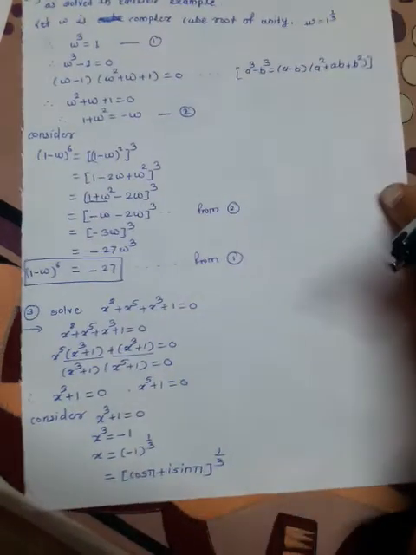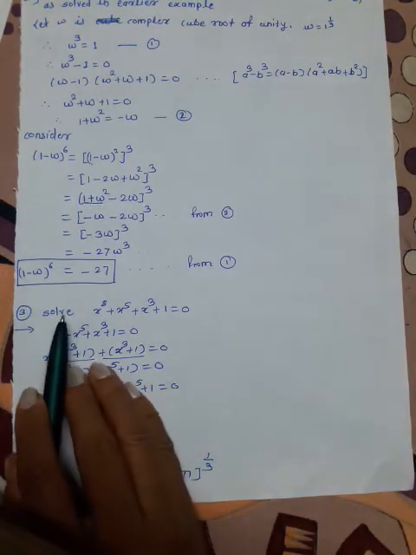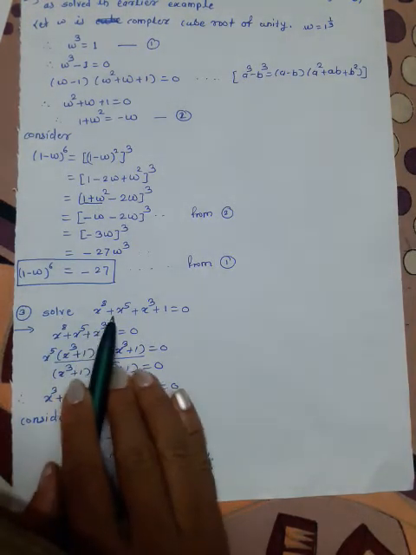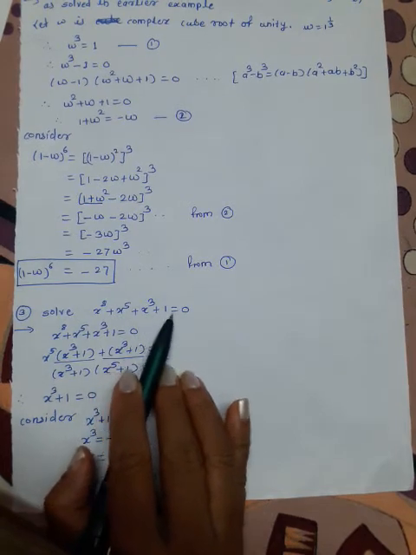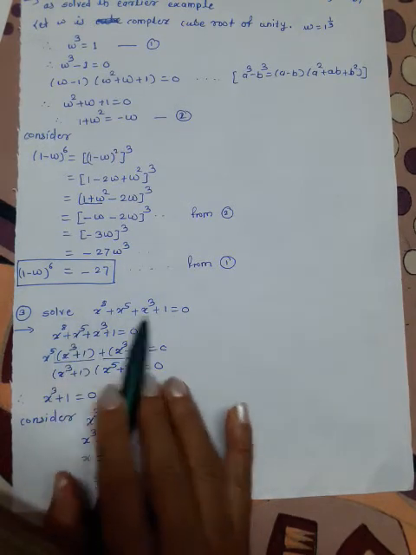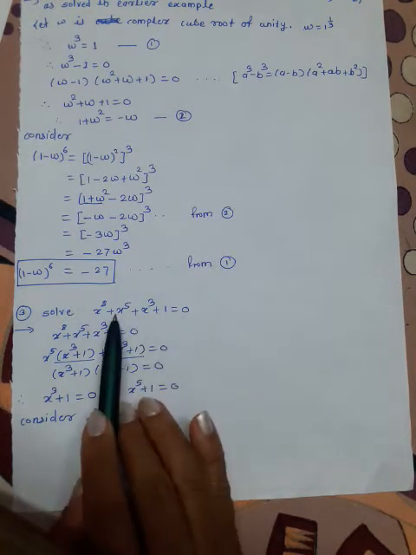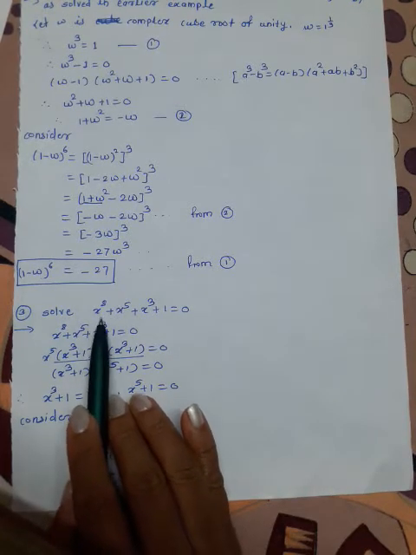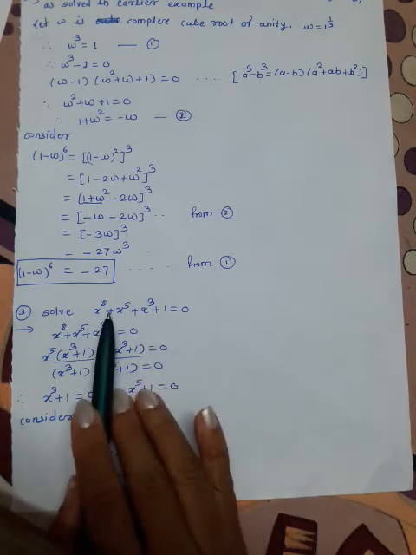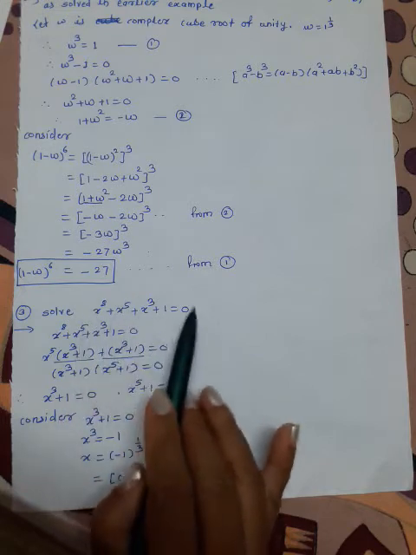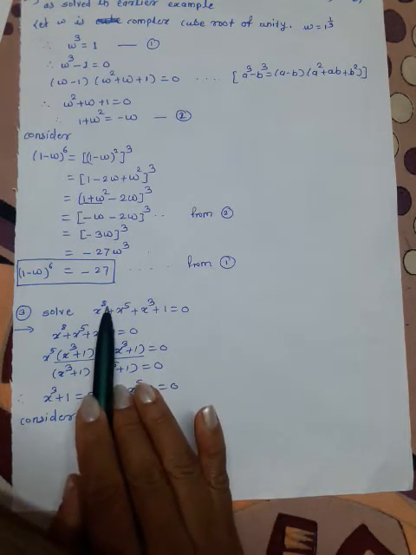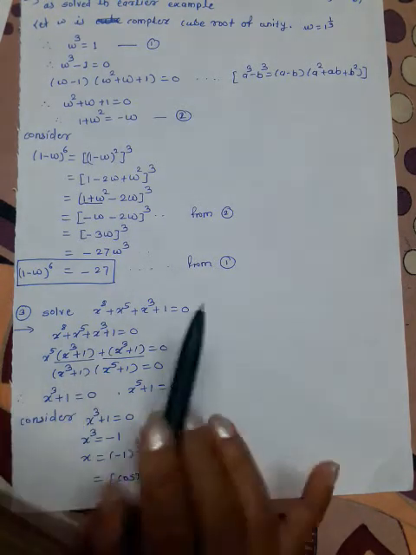Okay, now let us see the next. Solve x raised to 8 plus x raised to 5 plus x cube plus 1 is equal to 0. We have to solve this equation, meaning we have to find the x values or roots of the equation. How many roots are there? The highest power of the equation is x raised to 8. That's why we have to find 8 roots of this equation.